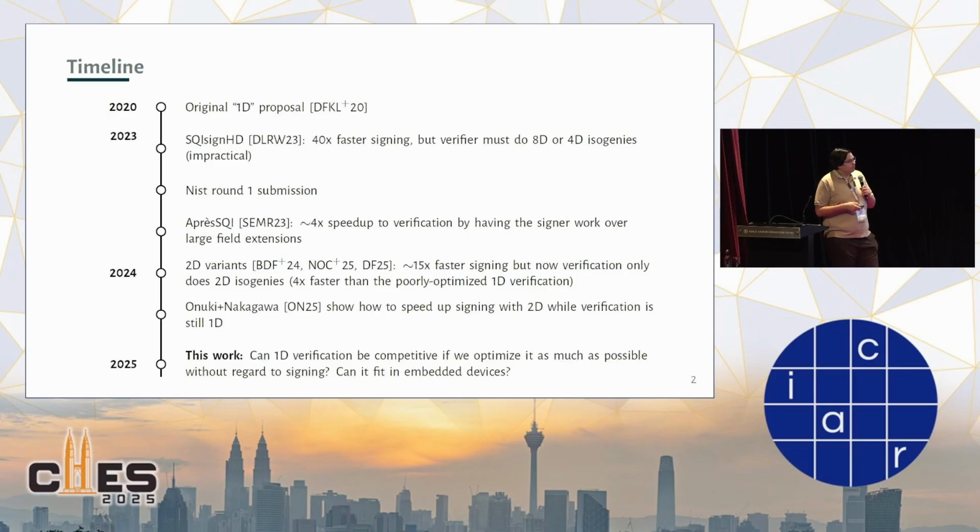However, they claim that it was still even faster than the 1D verification. Although it is worth noticing that this is comparing against the NIST round submission, which, to be honest, wasn't particularly well optimized. Shortly after, Onuki and Nakagawa showed that you can do a hybrid scheme where the signing gets sped up by the 2D techniques, but the verification is still 1D. So that is where our work comes in. We were wondering if doing 1D verification can still be competitive if we optimize it well enough.